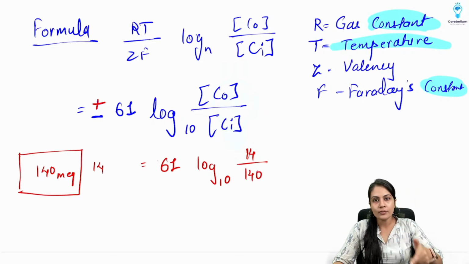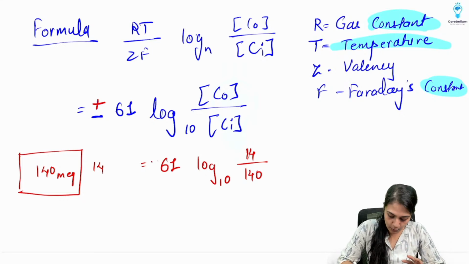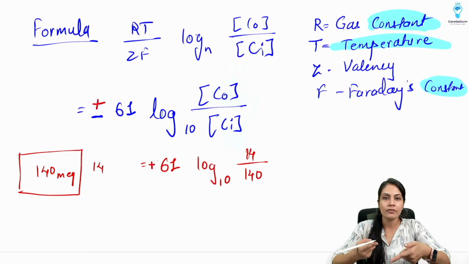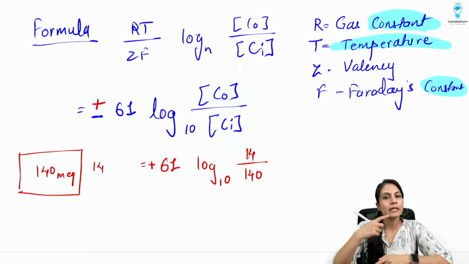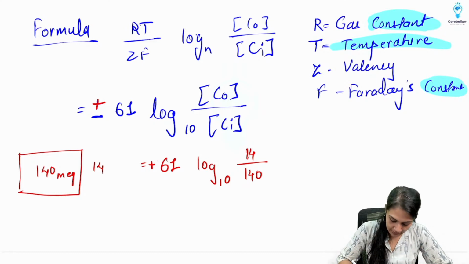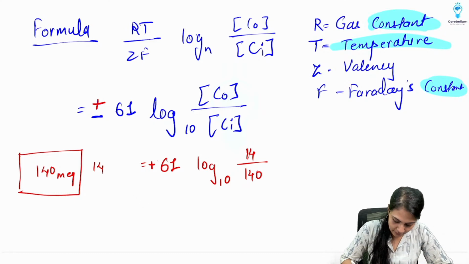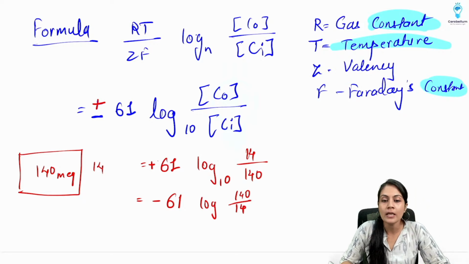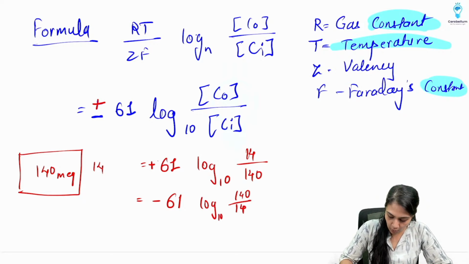Now it's a little tricky, but this was positive. If I write negative, the denominator and numerator are going to change. What I mean by that is, if I apply a negative sign in front of that, it is going to be negative 61 log of 140 upon 14, that is going to be 10, and we know the log 10 is going to be equal to 1.